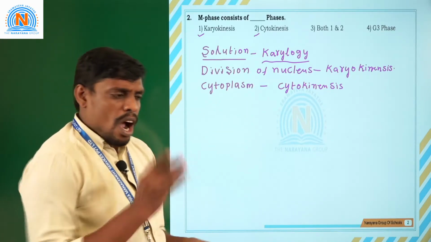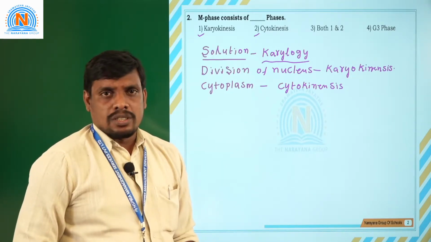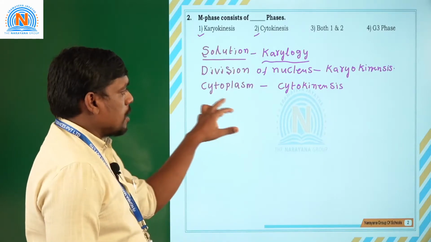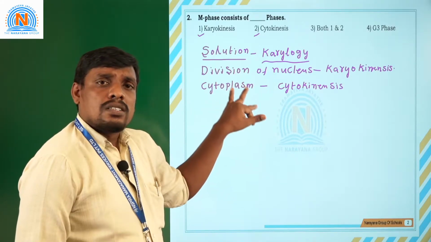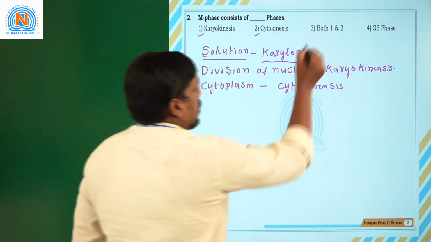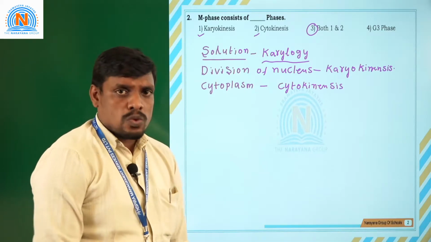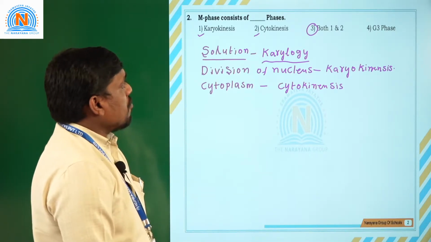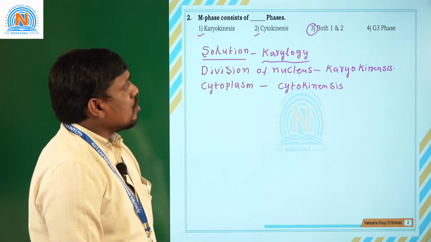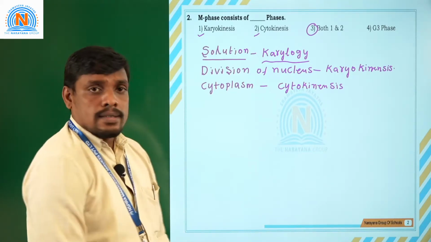After division of the nucleus, what will happen? The cytoplasm undergoes division. So division of the cytoplasm is scientifically called cytokinesis. So the third option is the correct option for this question. The M phase consisted of karyokinesis as well as cytokinesis.